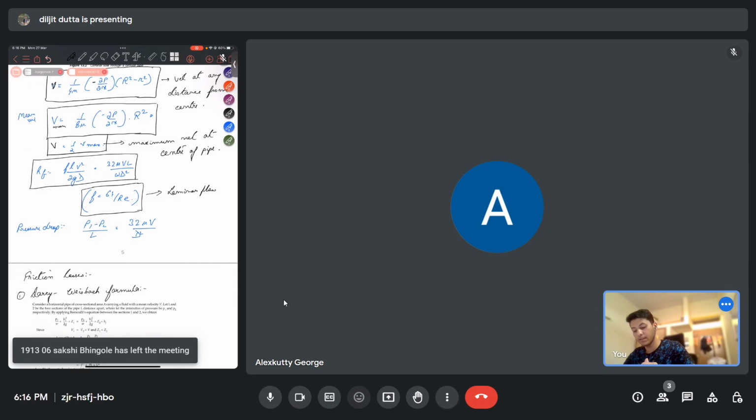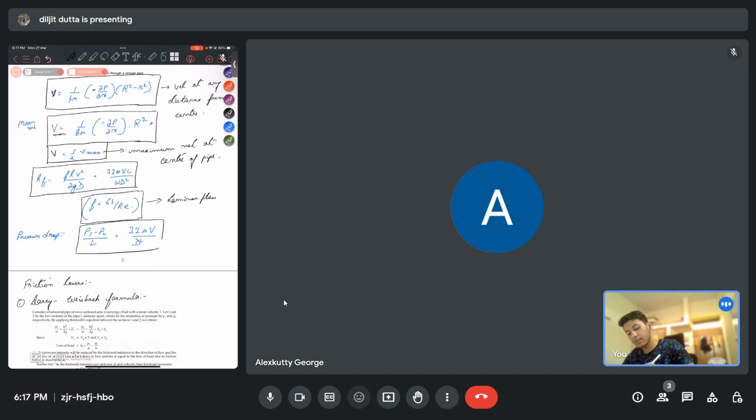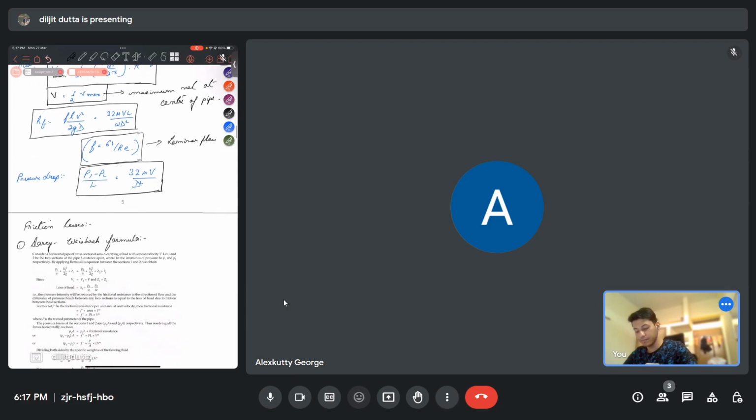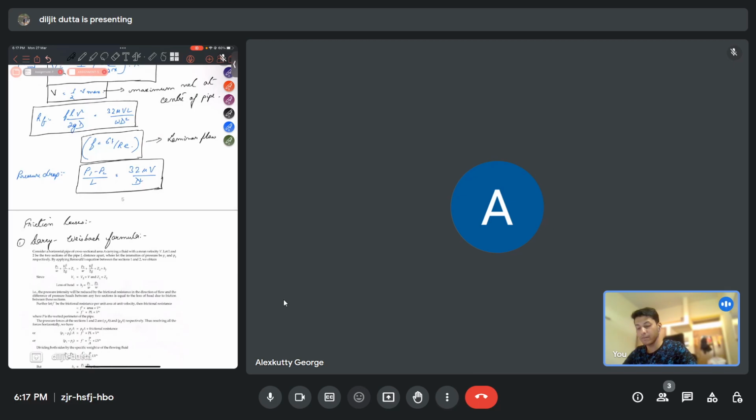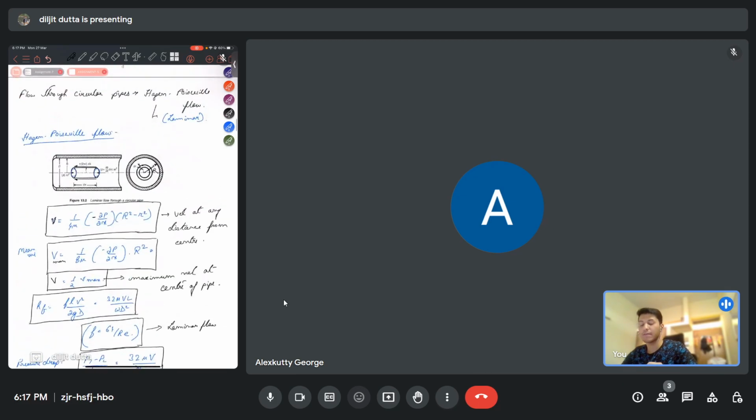And last but not the least, it is the pressure drop. The pressure drop between two sections in the circular pipe is given by P1 minus P2 by L is equal to 32 mu V by D square. So these formulas we have to remember, because these are very important formulas when you are solving problems related to pipe flow, that is laminar flow in pipes, especially when it is circular pipes.